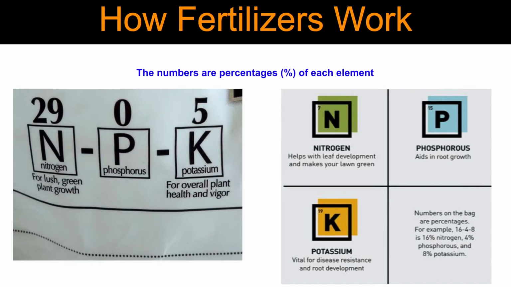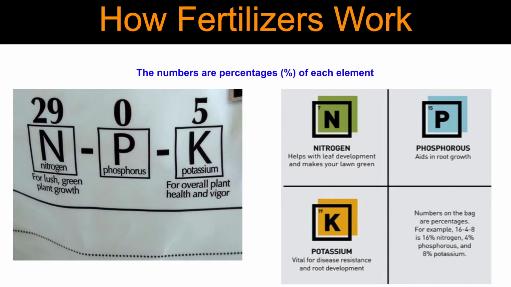Nitrogen helps with leaf development. So if you have plants that you want leaves to grow, you want a high nitrogen content. It makes your lawn green. So we're going to put nitrogen into our lawn to make it green. Phosphorus aids in root growth. So if you want your plants to be stable, to be able to be there for a long time, you want some root growth. And potassium is vital for disease resistance and root development.